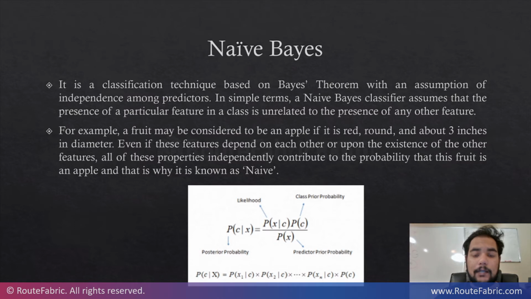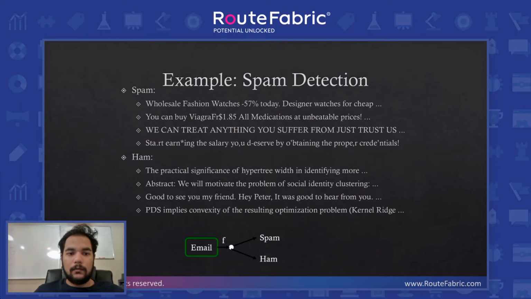Similar to the Bayes theorem, the Naïve Bayes formula is that the posterior probability is equal to the likelihood times the class prior probability divided by the predictor prior probability.